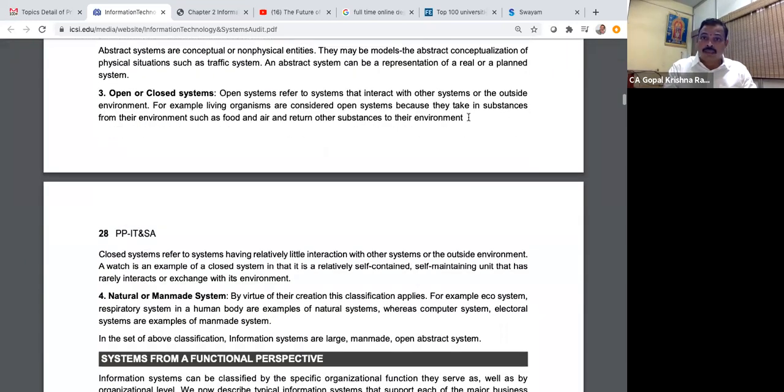So what is an open system? It refers to a system that interacts with other systems or the outside environment. Now what is a closed system? It refers to a system that has relatively little interaction with the outside environment. Now I'll give you an example in technology. What is an open system? The internet is an open system.